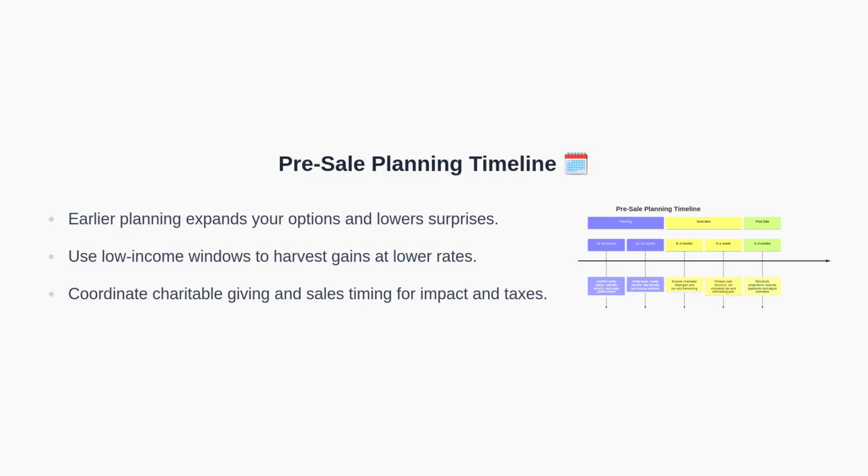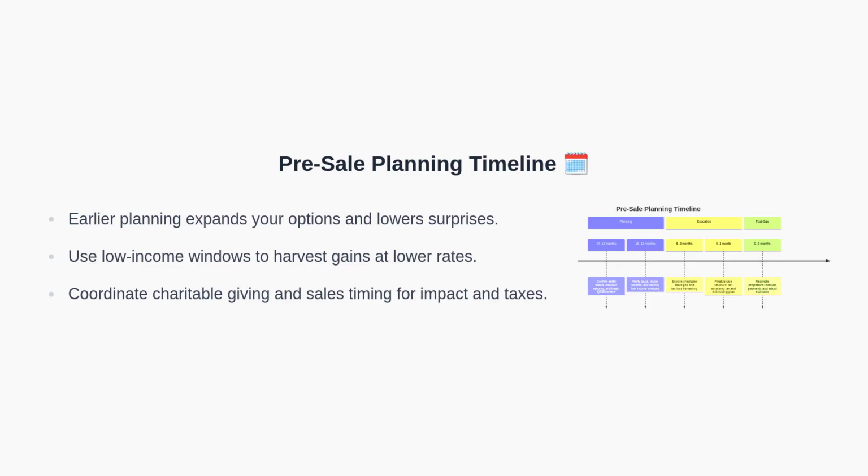Meanwhile, use a pre-sale planning timeline. Starting 24 to 18 months out, confirm entity status, maintain records, and begin the QSBS review. From 18 to 12 months, verify basis, model income, and identify low-income windows for potential sales. During the 6 to 3-month window, explore charitable strategies and tax loss harvesting. In the final month, finalize your sales structure and set an estimated tax and withholding plan.